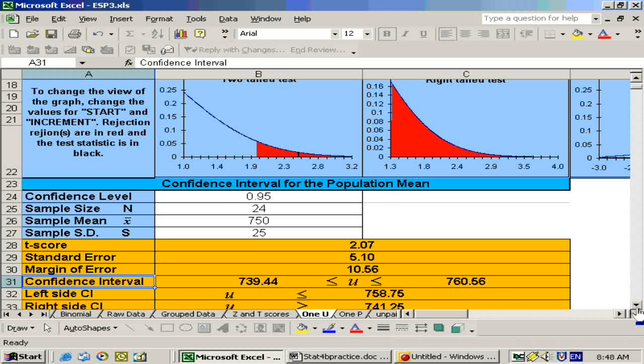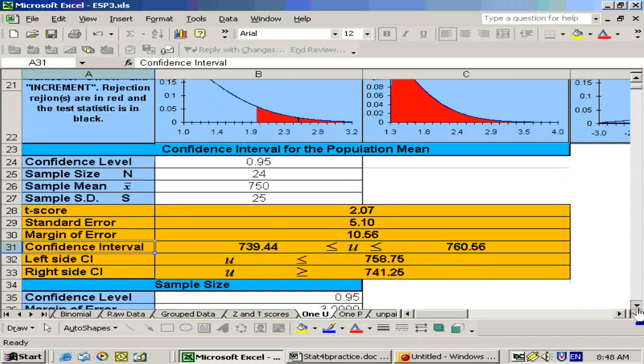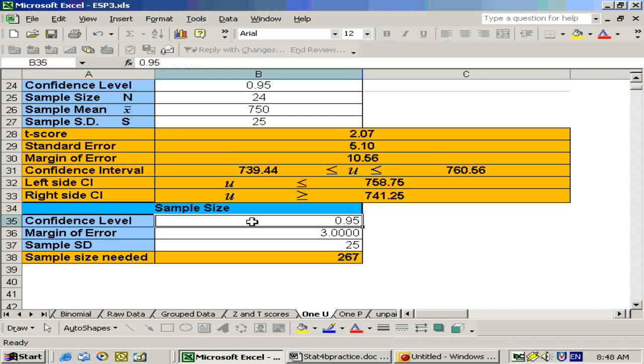C says how many more people would you need to sample to be within $3 of the true average vacation cost and still maintain a 95% confidence level. So the confidence level would be 95%. The margin of error would be $3, and our standard deviation was 25. That was given before on this problem, and we get a total sample size needed to be 267. Now it said how many more, so we would subtract off our 24 people that were already sampled, and we get 243 more people would need to be sampled.